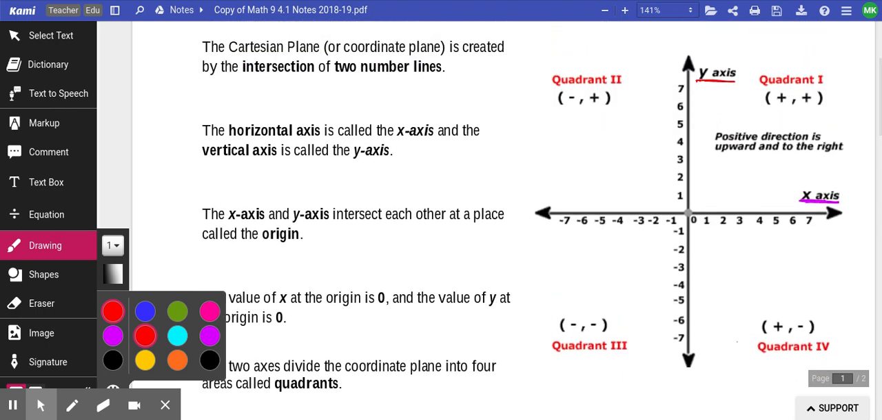The important part is that you're always starting at the origin. The origin is this center part right here. Everything's based off of that. Positive numbers go right and up. Negative numbers go left and down.